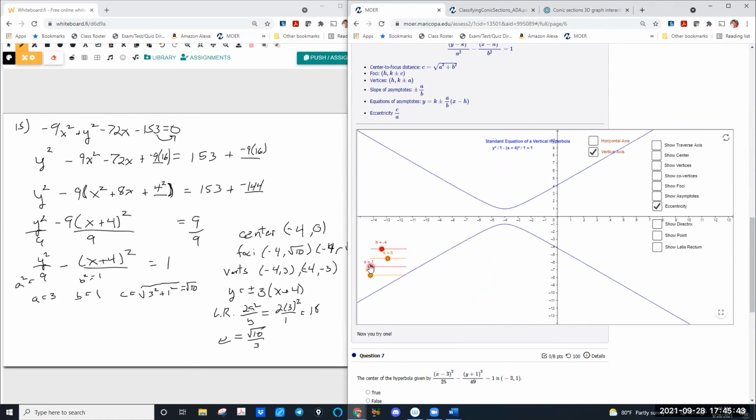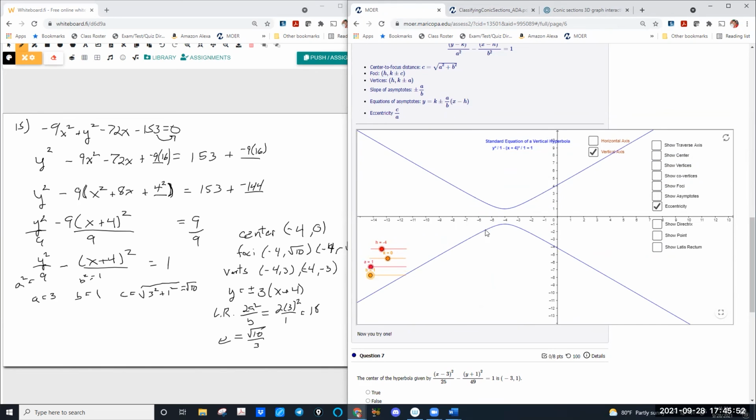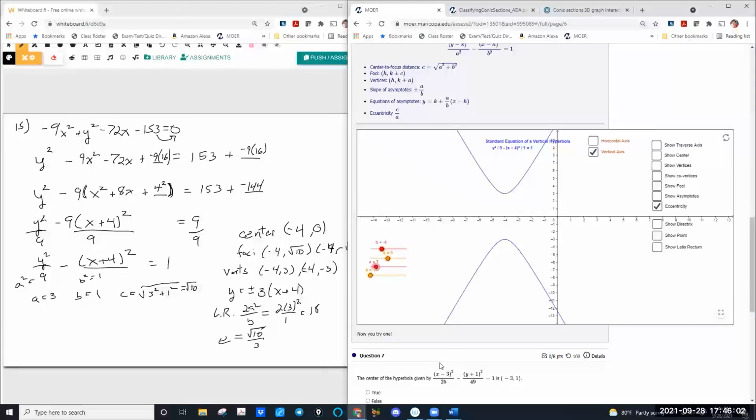And if we come this way, it becomes less curved. So when we're talking about eccentricity, and there you can see it with A, we're talking about how curved these things are. Let's get back to what we had. There we go. And there is our hyperbola.